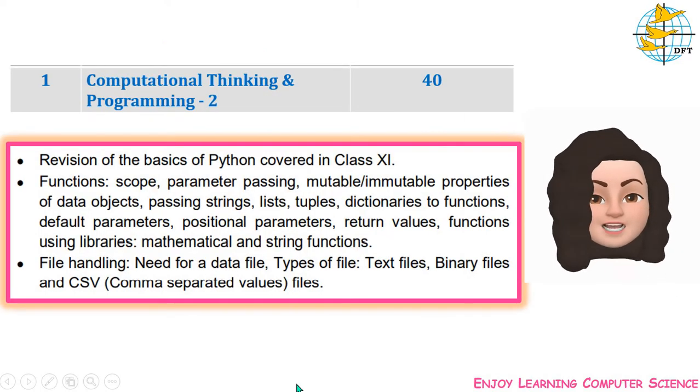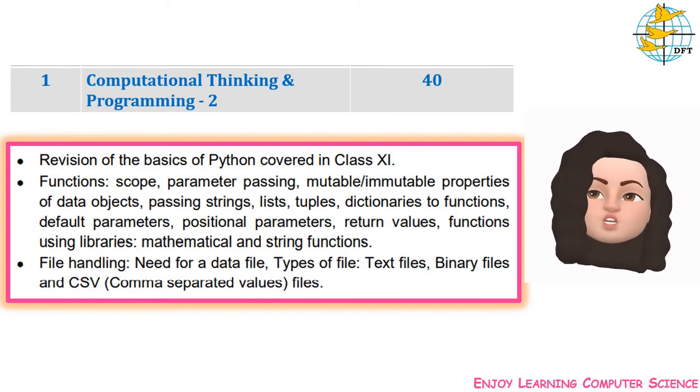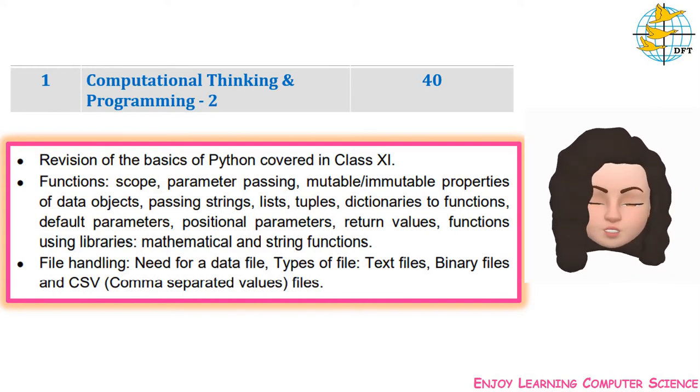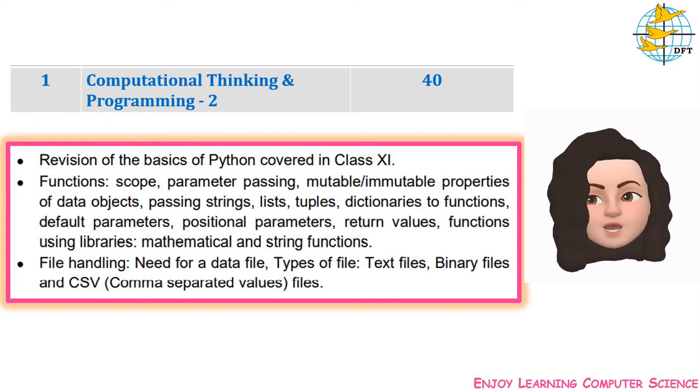Now let's see in detail about the syllabus. So as I told you earlier, first unit is computational thinking and programming. So this will cover the revision of the basics of Python you have learned in class 11, and then the next topic will be functions. You will learn in detail about the functions, how to create a function, what are the parameters to be passed, what is meant by mutable and immutable properties, and positional arguments, return values, etc.